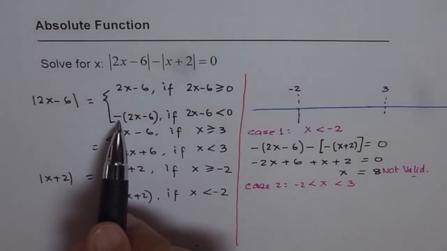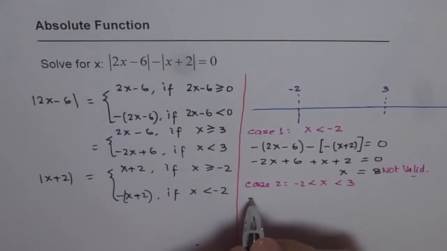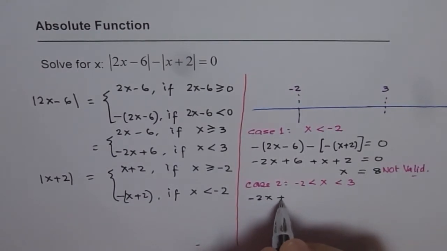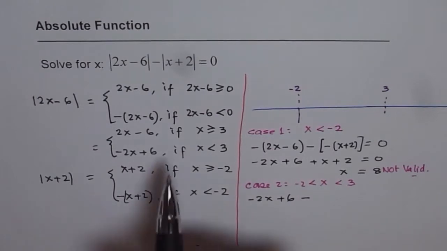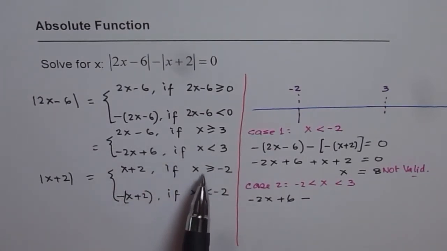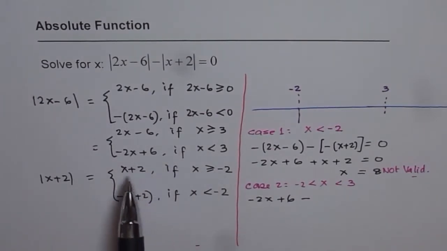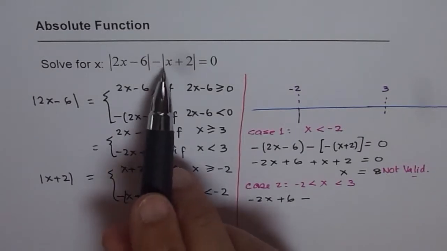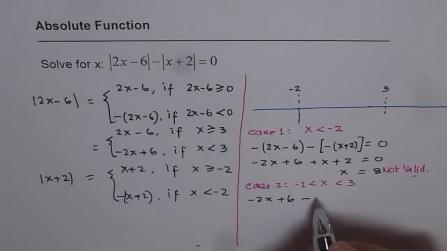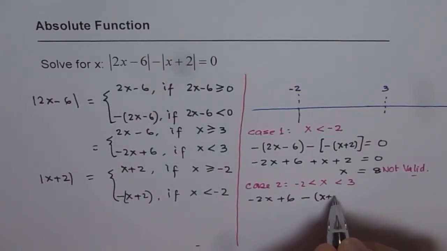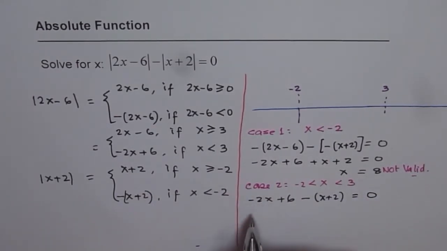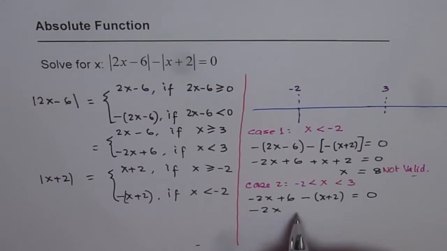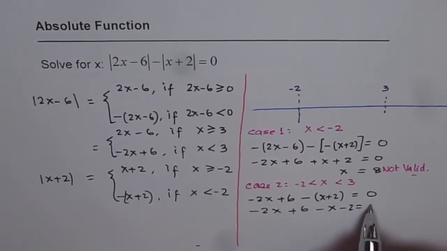So let me write down straight away the negative of this, which is minus 2x plus 6. That is how the first term is going to be. Negative of, if we are greater than minus 2, in that case the absolute value of x plus 2 is x plus 2. So we get minus of x plus 2 equal to 0. Let's solve this now. So we have minus 2x plus 6 minus x minus 2 equals to 0.